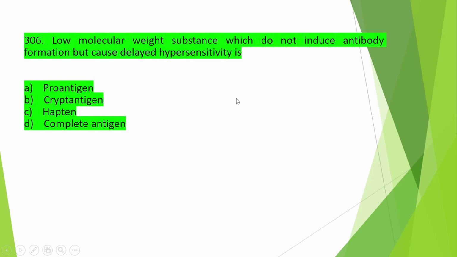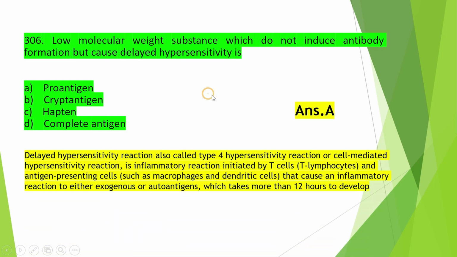The next one is, a low molecular weight substance which does not induce antibody formation but causes delayed hypersensitivity is proantigen, cryptantigen, hapten or complete antigen. The right one is option A, that is proantigen.